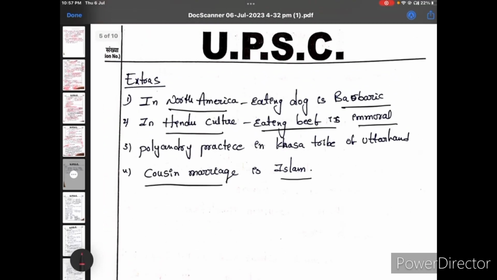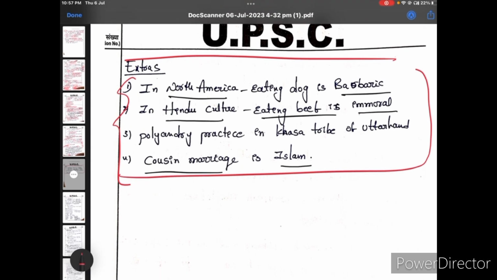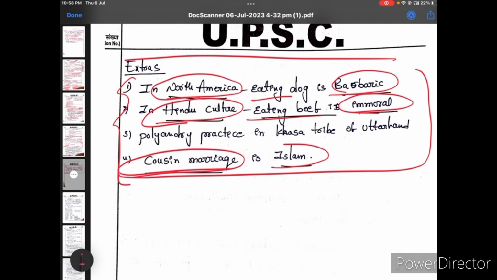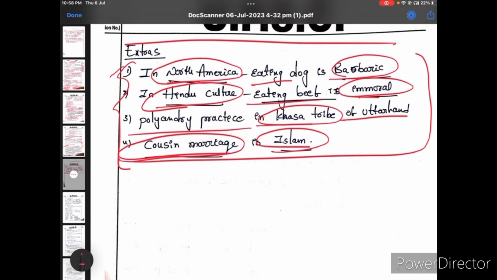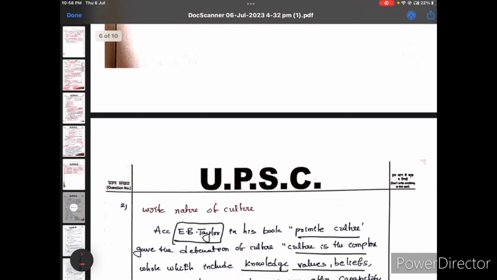And I gave some extra examples also here. This is important and you can write it in your exam also. See, in North America, eating dog is barbaric, in Hindu culture, eating beef is immoral, and cousin marriage is disapproved in some cultures, while it is accepted in Muslim culture. And the polyandry practice of the Khasa tribe is in Uttarakhand. So, you can use these examples also in your exam.